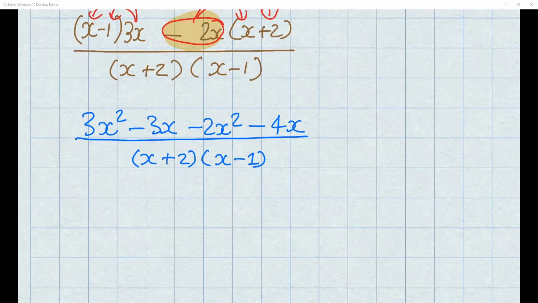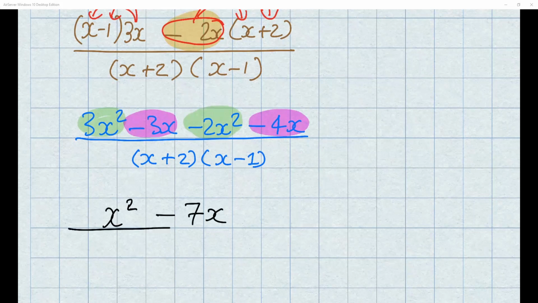Can you now tidy up the top line for me, please? So you collect like terms. 3x squared minus 2x squared gives us what? x squared. And the minus 3x minus 4x gives us what? Minus 7x. Beautiful. Fantastic. And what do we have on the bottom? The same.